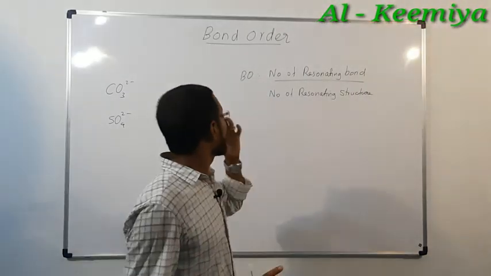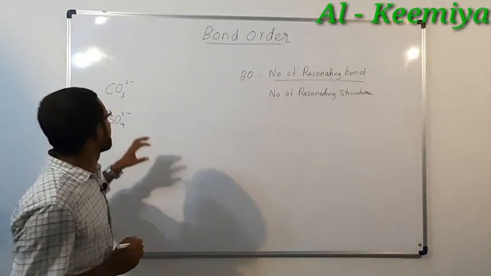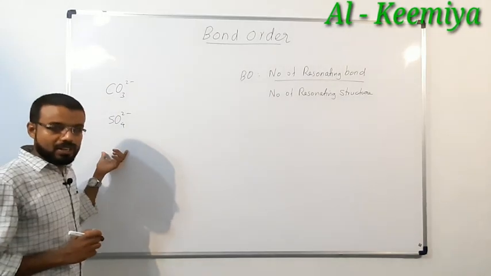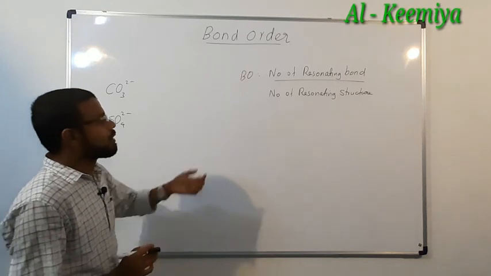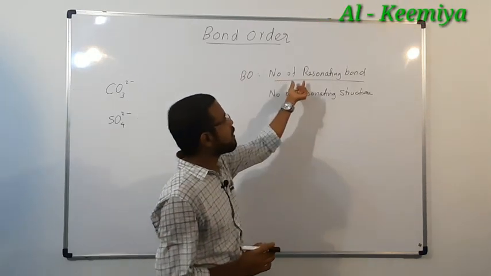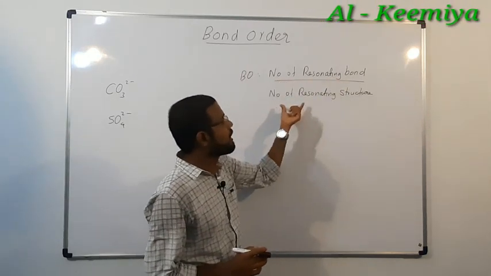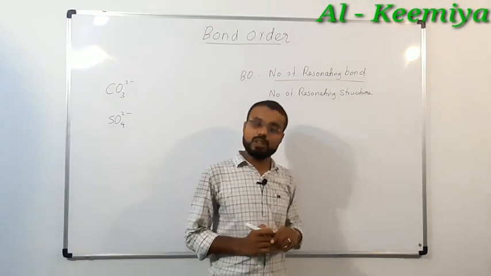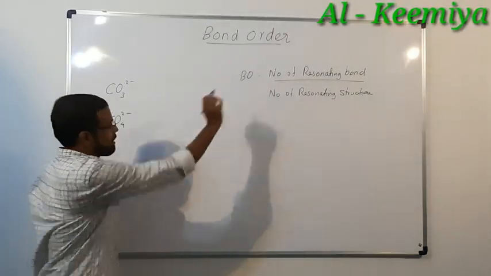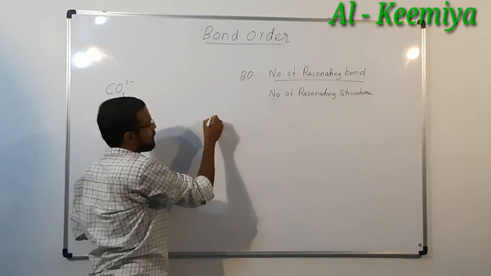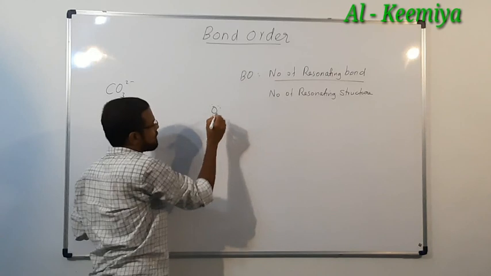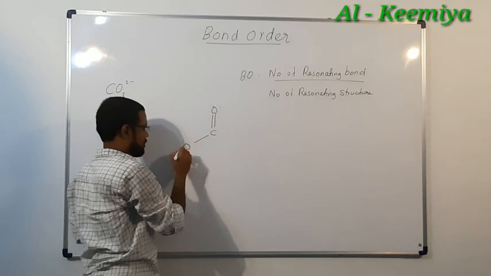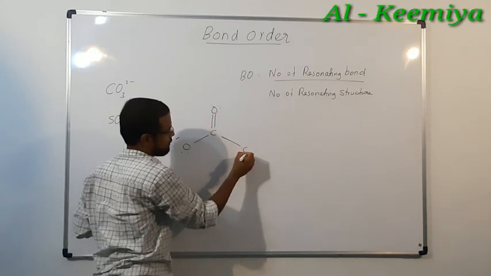Now in case of polyatomic resonating molecules like carbonate ion, sulfate ion, how can we find out the bond order? For this we have an equation, that is number of resonating bonds divided by number of resonating structures. For example, carbonate ion. We know the Lewis structure of carbonate ion. This is the Lewis structure of carbonate ion.